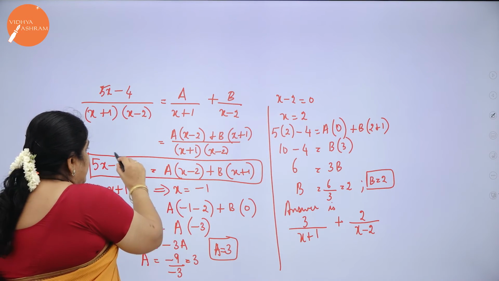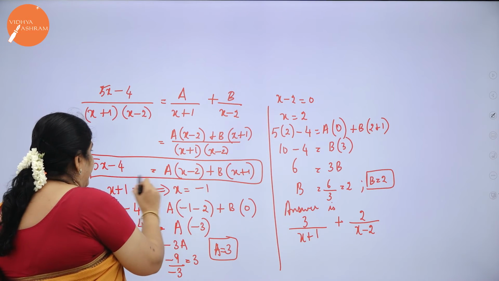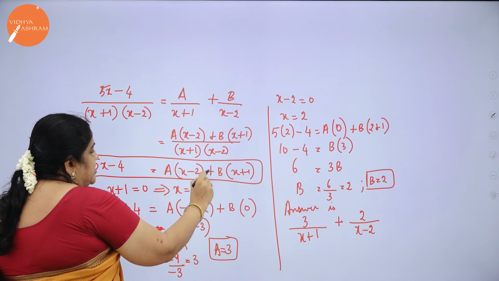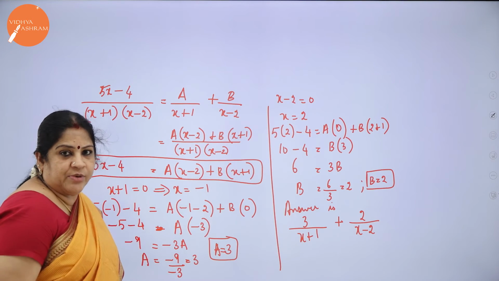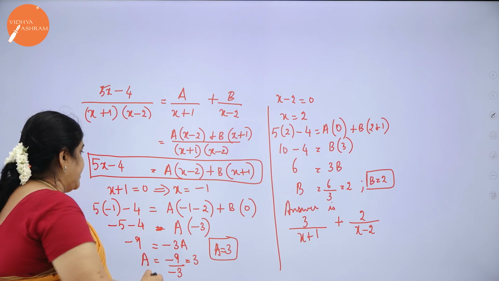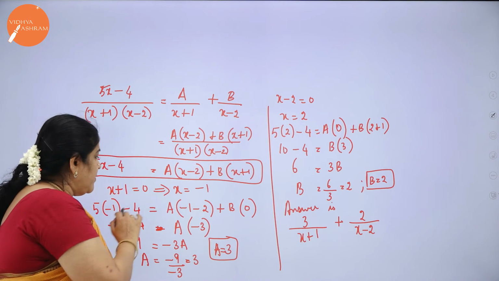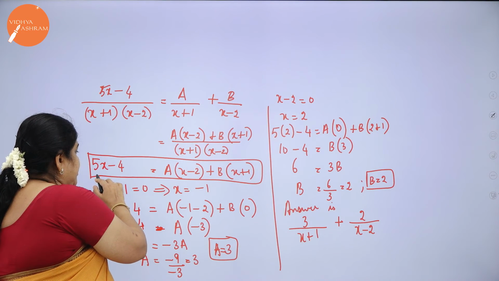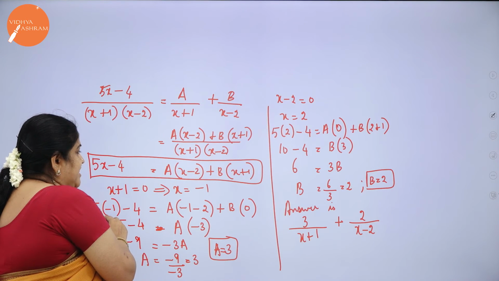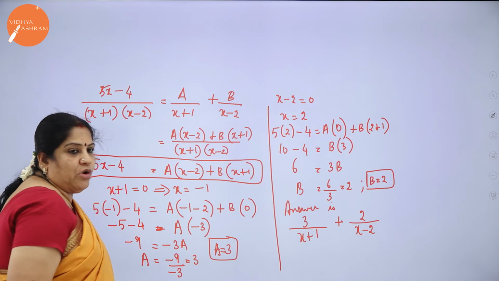Since the denominators are the same, we ignore them, we only equate the numerators. So 5x minus 4 is equal to A into x minus 2 plus B into x plus 1. How to get the values of A and B? This is one of the techniques. Each term, substitute it to 0 and get the value of x. Now that I've got the value of x, substitute in this expression for x. So I substituted x as minus 1. Wherever x is there, substitute and get the value of one of them.